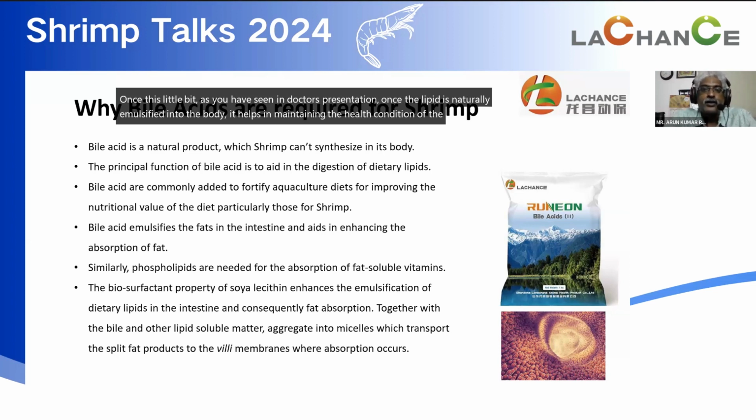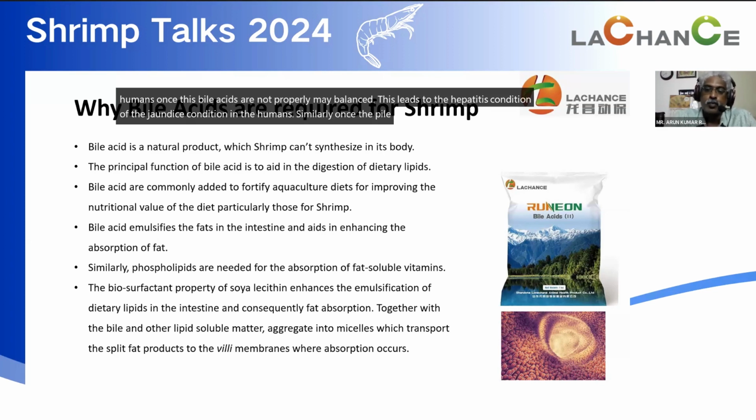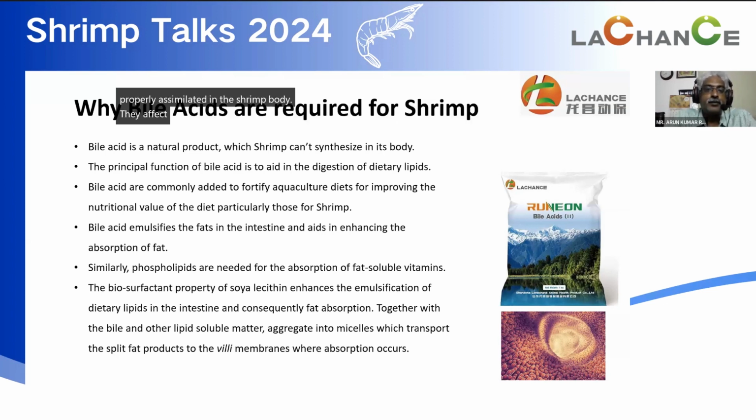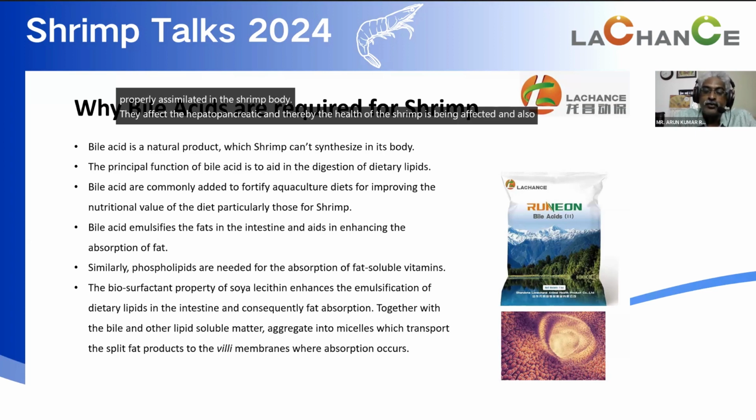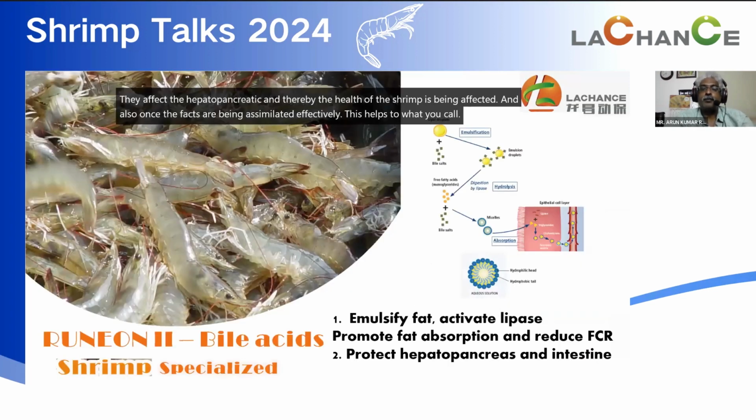Similarly, as in humans, once bile acids are not properly balanced, this leads to a hepatitis condition or jaundice. Similarly, once the lipids are not properly assimilated in the shrimp body, they affect the hepatopancreas, and thereby the health of the shrimp is affected. And also, once the fats are assimilated effectively, this helps enhance better health condition.